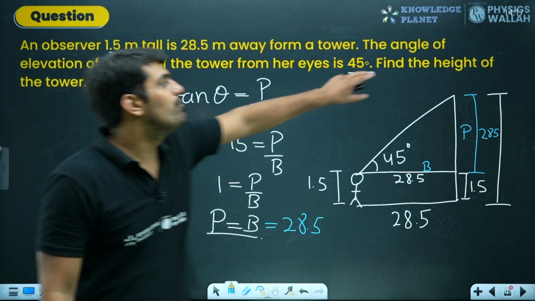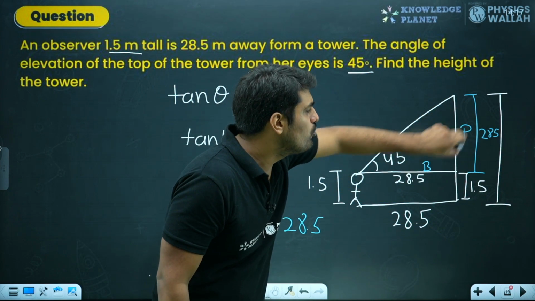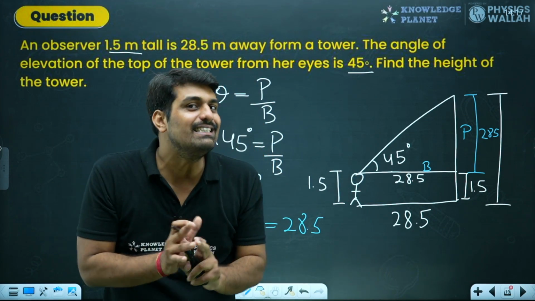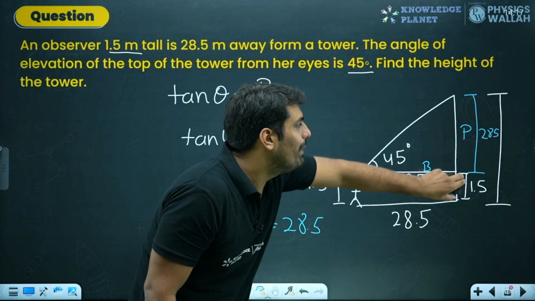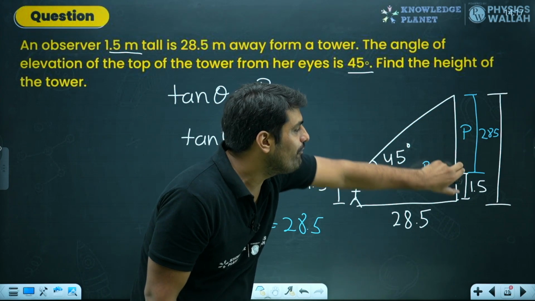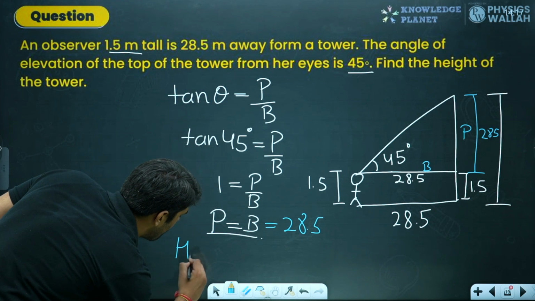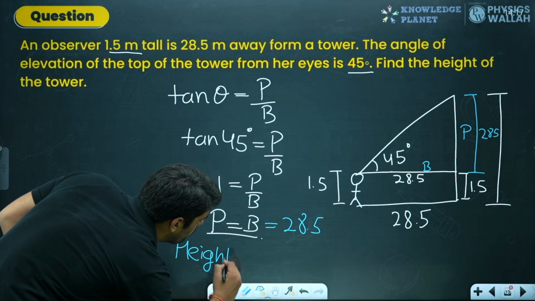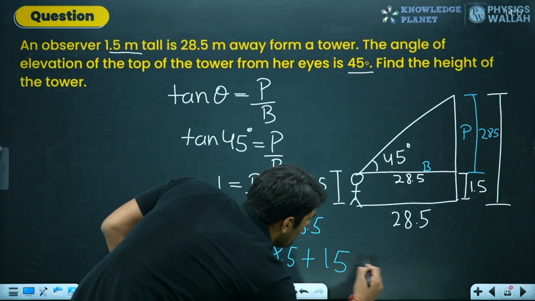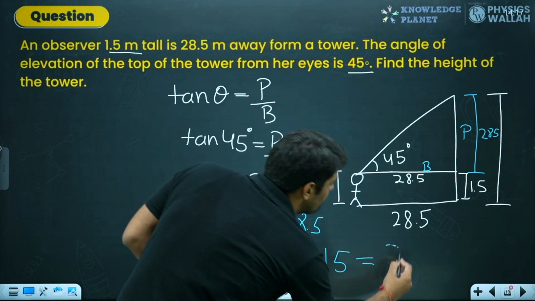The answer would be the complete height. If this much part is known to me, this I have already told is the height of the person. There is a reason the person height was given. You can use it now by simply adding it to the remaining height of the building. If this is the remaining height of the building, added with this part, this will be the complete height. So height of the building would be what? 28.5 plus 1.5. Now you can do the addition of decimals, which is again very basic mathematics. You will come up with the result of 30.